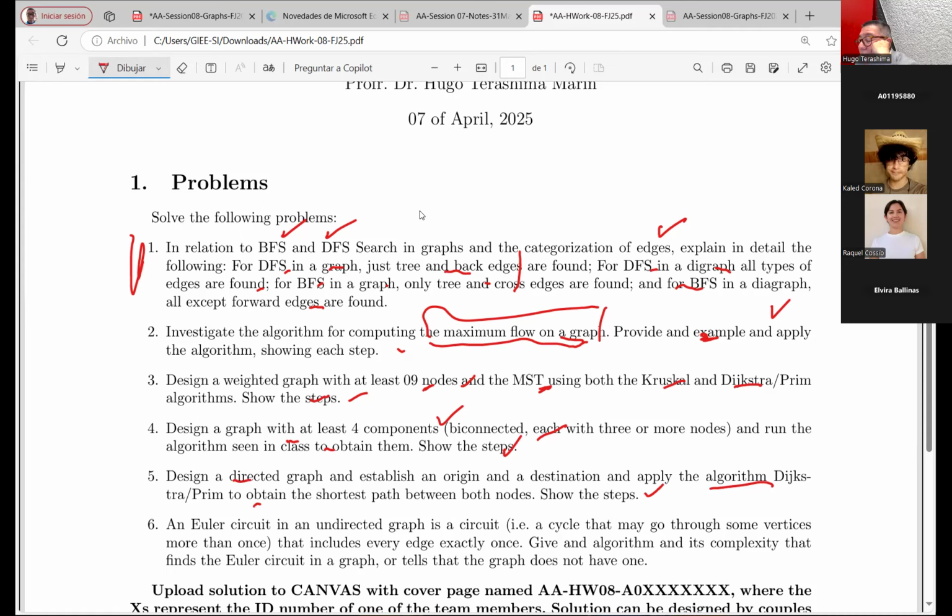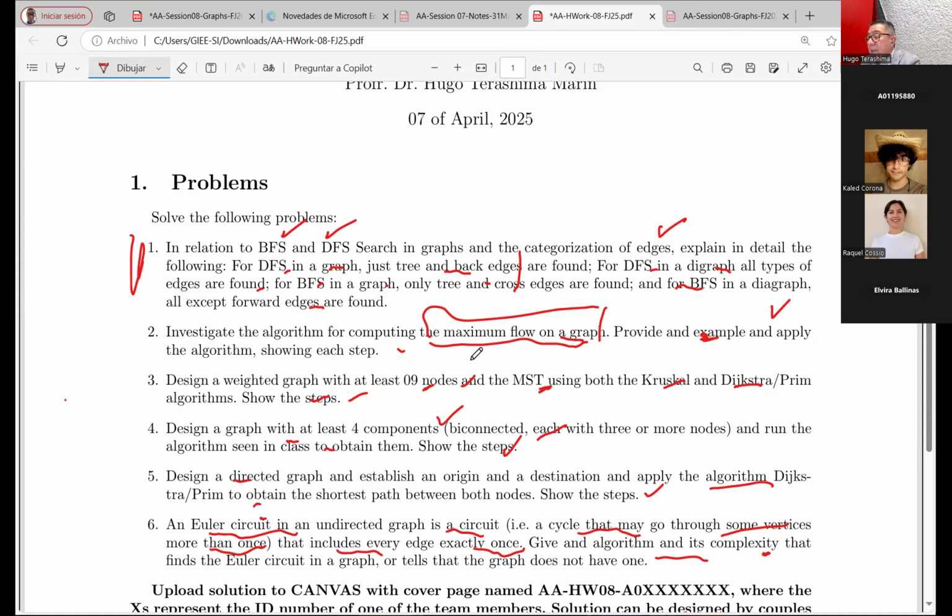And the sixth problem is the Euler circuit in an undirected graph, which is a circuit, a cycle that may go through some vertices more than once, and that includes every edge exactly once, every edge in the graph. So you're going to cover all the edges in the graph exactly once. Give an algorithm that solves this problem and the complexity. So this can be solved in couples, and you have to upload this.